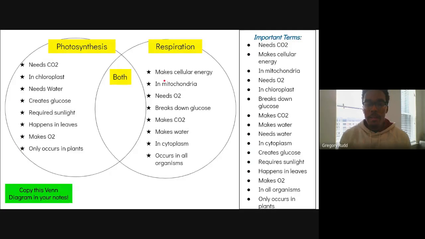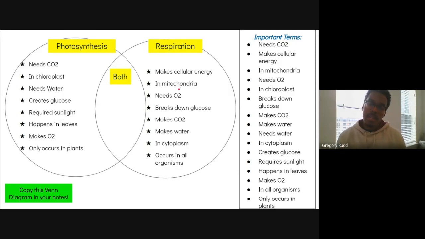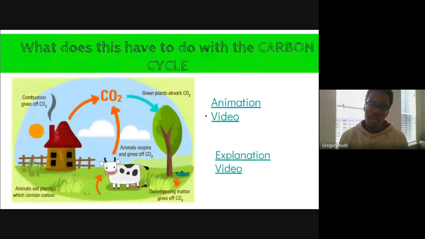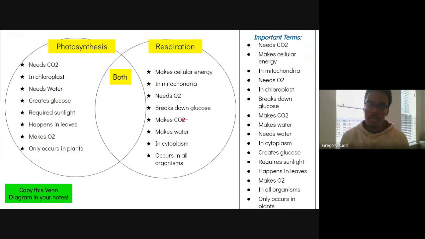Respiration, on the other hand, makes cellular energy, which is ATP. It happens in the mitochondria of eukaryotic cells. It needs O2, which is oxygen. It uses glucose. It breaks down glucose. It makes CO2, carbon dioxide, as well as water.